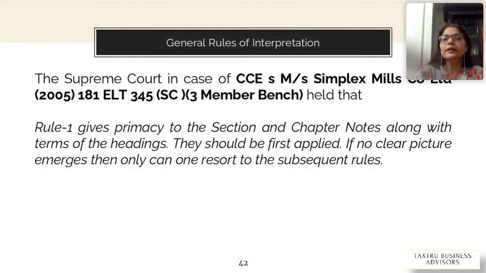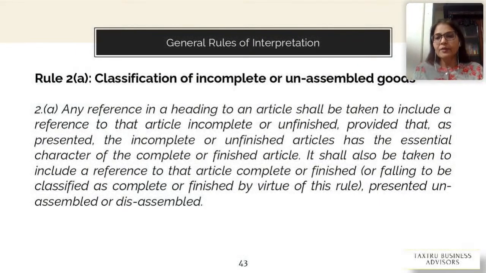This has been said even in the case of CCE versus Simplex Mills. It says that rule 1 gives primacy to the section and chapter notes along with the terms of the headings. They should be applied first. If there is no clear picture emerging, only then do we have to take the result of the subsequent rules. Otherwise, there is no such requirement. So in case there is no ambiguity, there is no need to dig down into the various rules of interpretation.